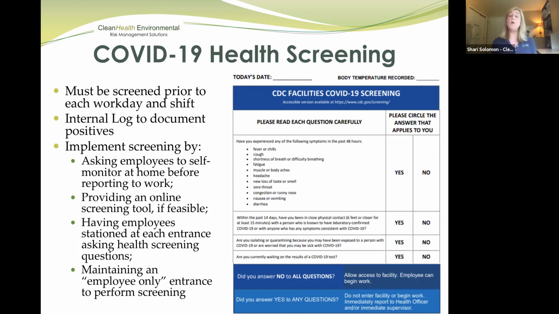There is no requirement under the emergency temporary standard for taking people's temperatures, for example. Now that can be part of it, but as far as mandating that someone's at the door taking temperatures, it is not part of it, but it is a part of a traditional COVID-19 screening.